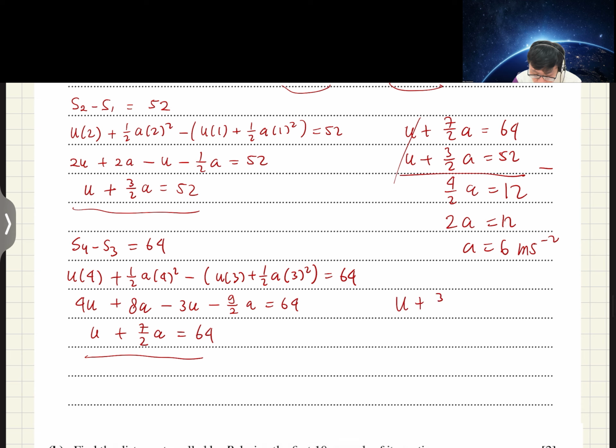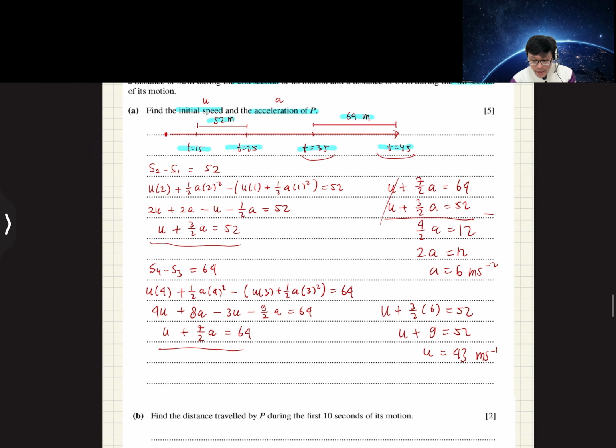u plus 3 over 2 times a, which is 6, so 3 over 2 times 6 is 9. So we have u plus 9 equals 52. So u equals 52 minus 9, which is 43 meters per second. So that's how we find a and u.